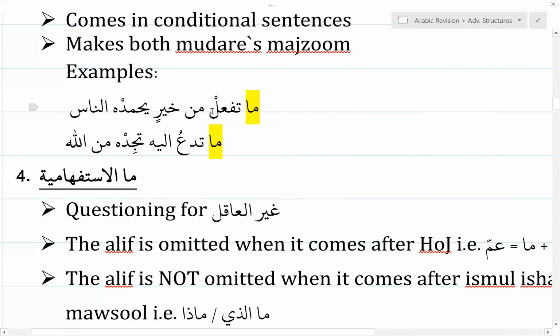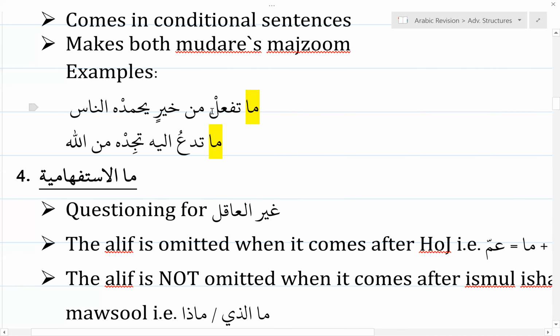Now we go to ma al-istifhamiyya. Maybe we haven't covered it in great detail, but we've come across it here and there. We know it's a questioning ma, a ma that asks questions. And with question words, they always come at the beginning of the sentence. That's important to know. You'll always find a questioning word at the beginning of the sentence.